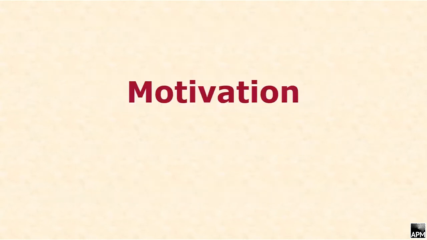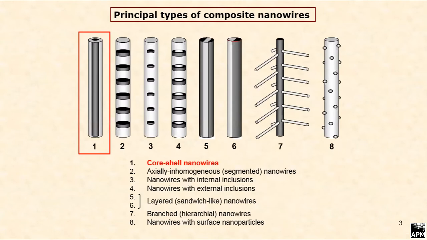So I will start with a small motivation. Here you can see some principal types of composite nanowires. For today, there is a very big variety of such nanowires, and the general count of publications on nanowires is more than 100,000 papers. You will see here only some composite nanowires. And we will speak about core-shell nanowires, which are composed of cores, the material which is inside of the tubes, and shell, which is namely a tube of another material.